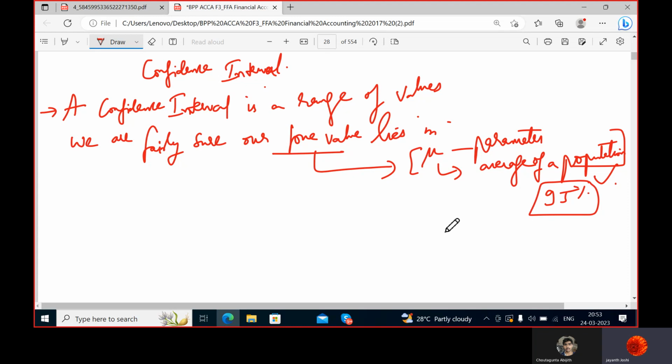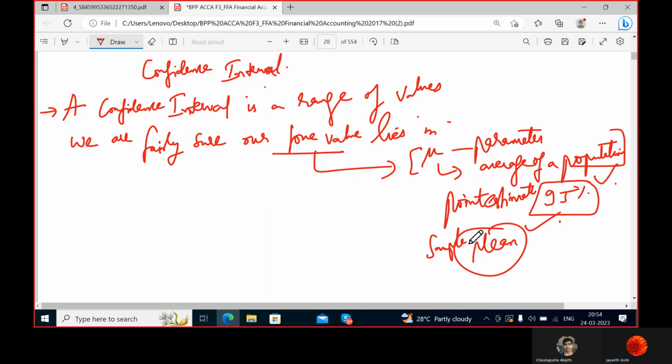So I'm using one more word, point estimate. Point estimate is also what? It is nothing but your mean, correct? Point estimate is for the sample. If you have a sample mean, can you find out the population mean? Yes, you can definitely find out the population mean, correct?